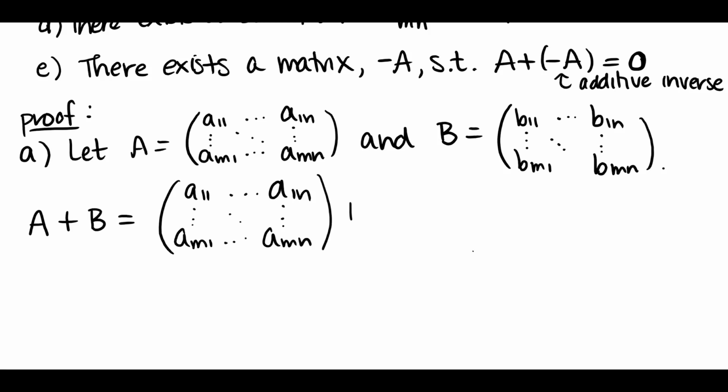All right, and then we'll add the B. So B11 dot dot dot, BM1 dot dot dot B1N to BMN. Okay, so now we know we add matrices component-wise.